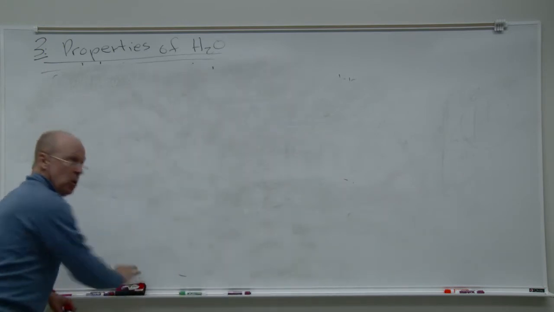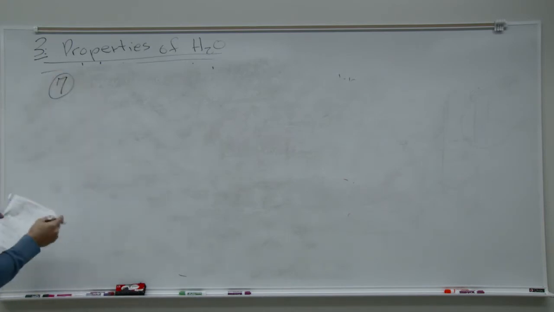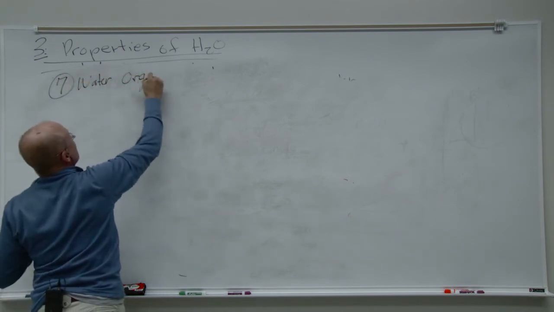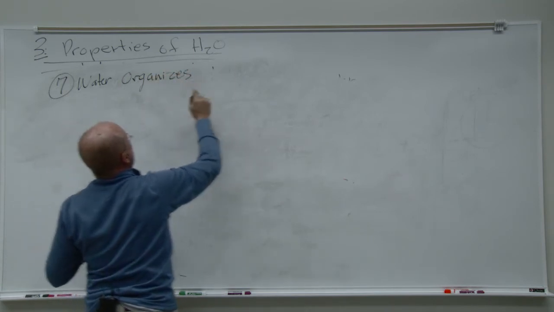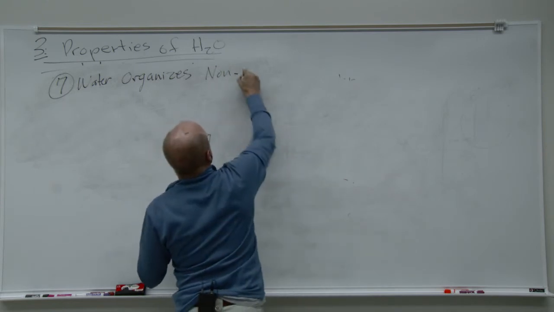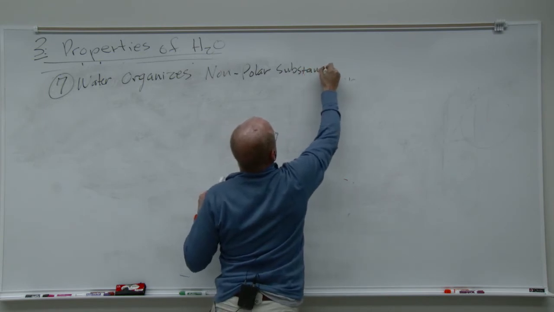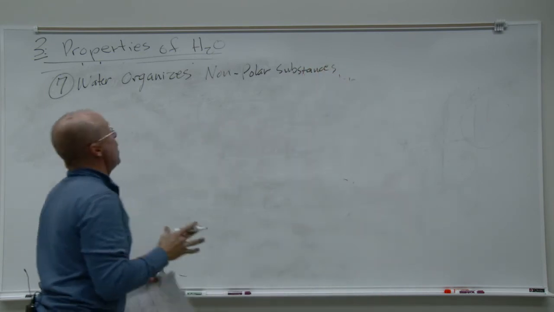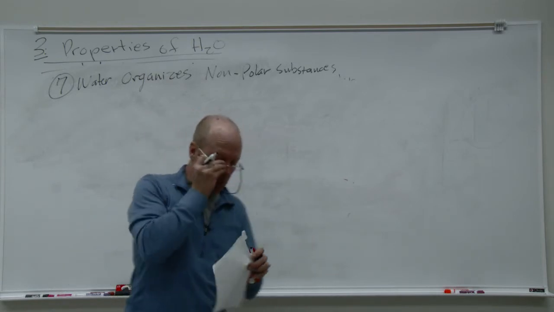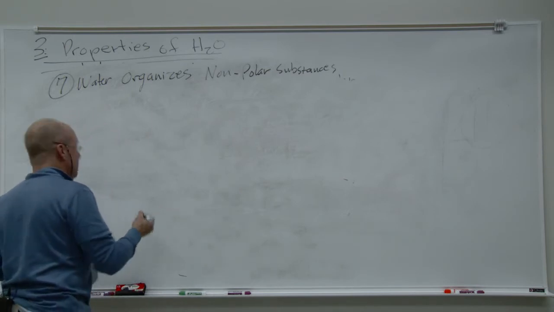Okay. So our next property of water, number 7, is very cool as well. Water organizes non-polar substances. So I want to do something really cool. I'm going to intimidate you with a sizable molecule. We're going to draw a pretty good sized molecule here.